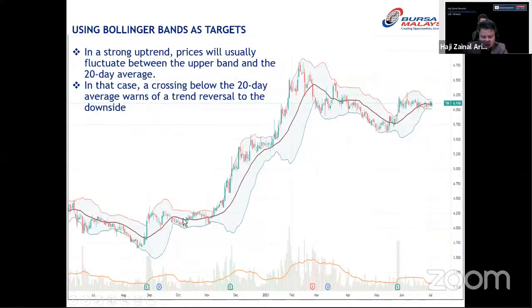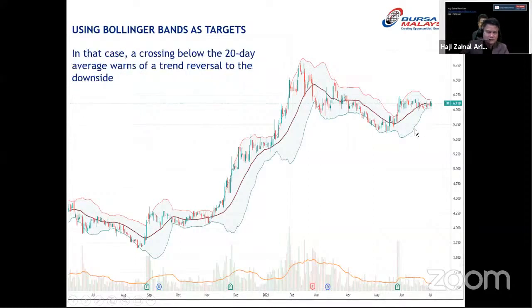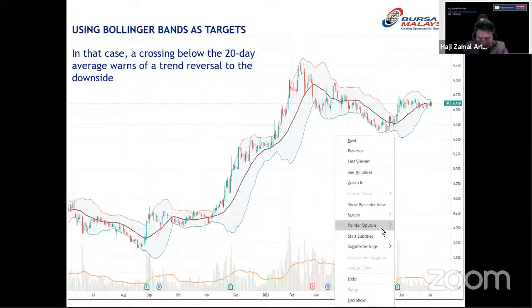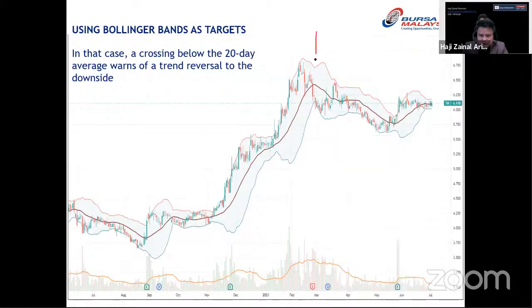As you can see from the crossing here, let's say it's sideways, and then it starts to move up. The price moves all the way up, and then it starts crossing and the price comes down. In that case, a crossing below the 20 days average warns of a trend reversal to the downside, like this one. You can see there is a crossing here, a crossing there, and a crossing here.